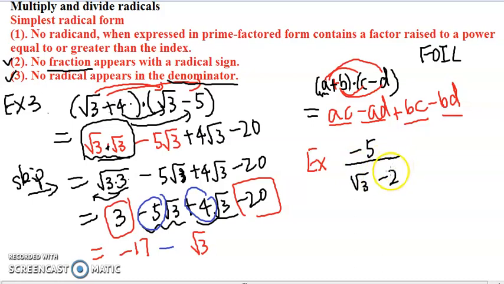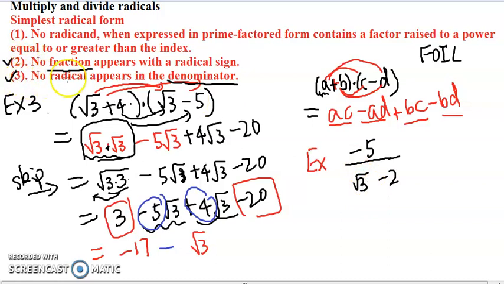Now this is a problem which needs a completely new technique. This technique can also be applied to other questions in high level math. The idea is, first of all, because of these two rules, no fraction appears with the radical sign. Well, the radical sign is right here. This is the only radical sign we have, square root of 3. The number with the radical sign is 3. It's a whole number. It's not a fraction. So we don't have to worry about rule number 2.